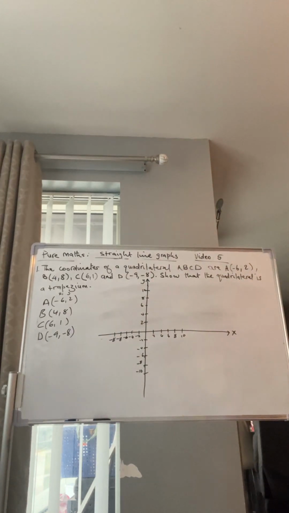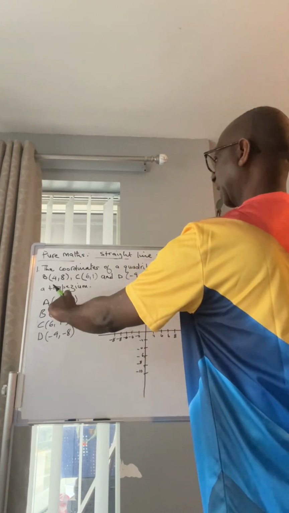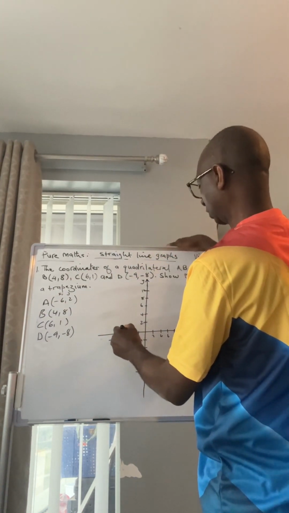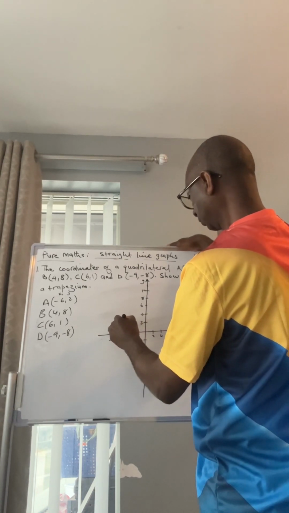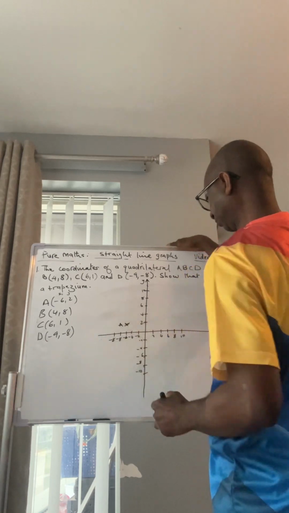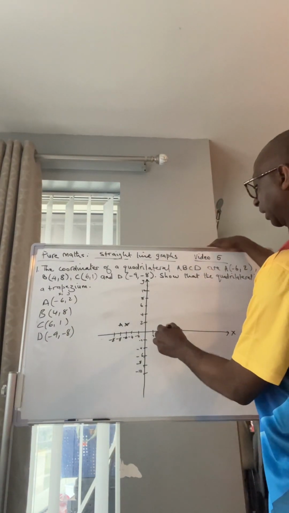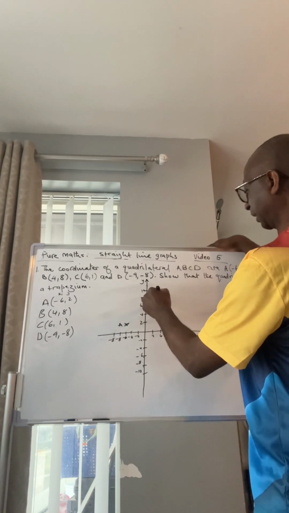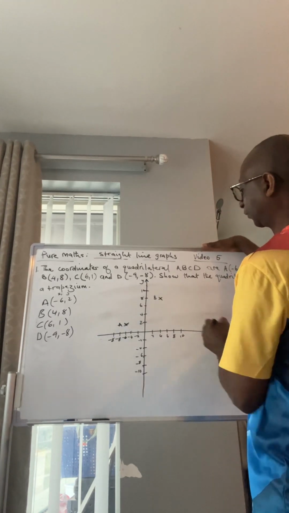So now let's plot what we have here. We have A minus 6, 2, so x is minus 6 and y is 2. Where they meet, this is our A point here. And we have B 4, 8. X is 4, and y is 8. So where they meet here, this is B 4, 8.